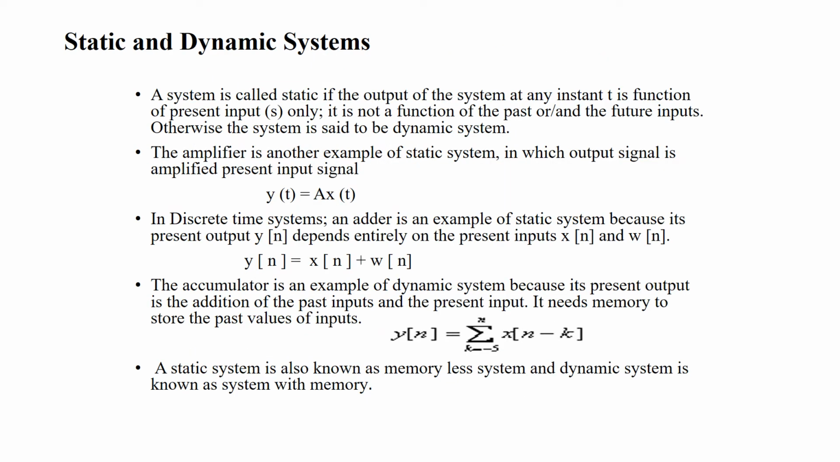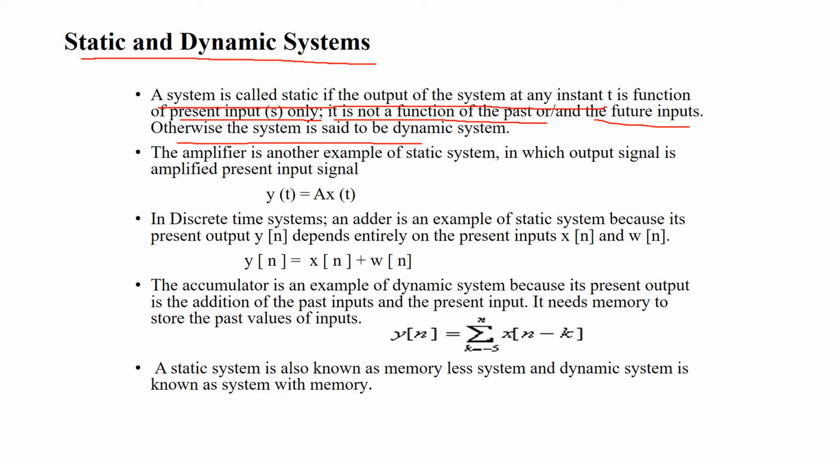Next classification is the static and dynamic system. A system is called static if the output of the system at any instant t is a function of the present input only. It is not a function of the past or the future inputs. Otherwise, the system is said to be a dynamic system.